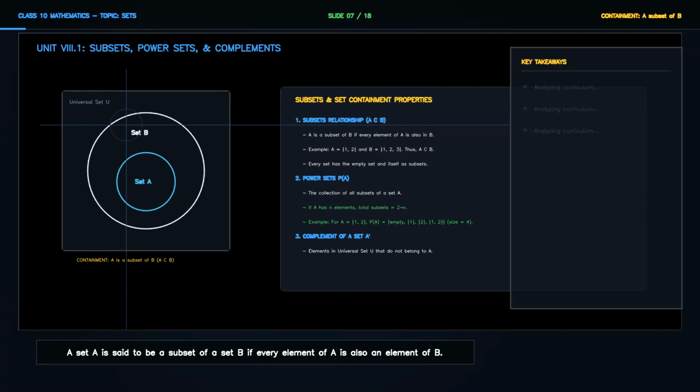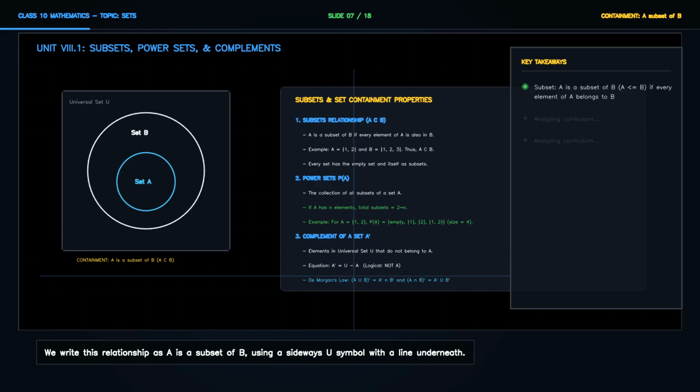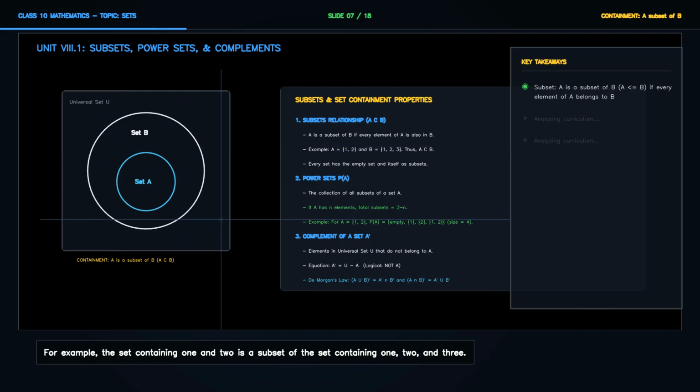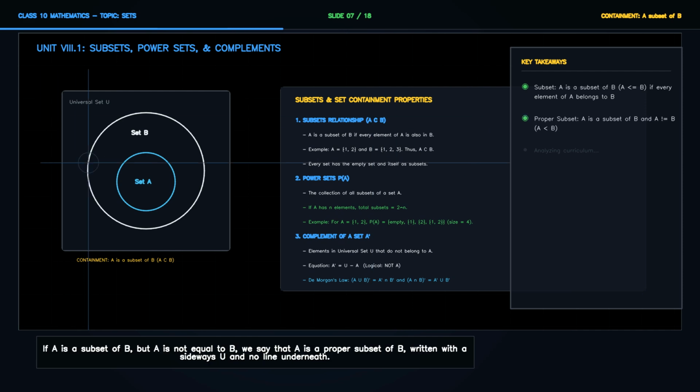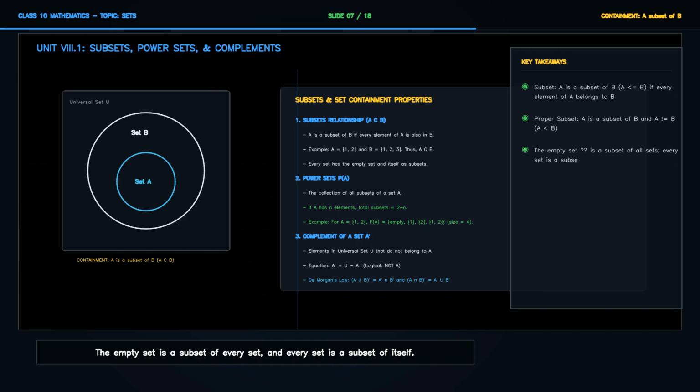A set A is said to be a subset of a set B if every element of A is also an element of B. We write this relationship as A is a subset of B using a sideways U symbol with a line underneath. For example, the set containing 1 and 2 is a subset of the set containing 1, 2, and 3. If A is a subset of B, but A is not equal to B, we say that A is a proper subset of B, written with a sideways U and no line underneath. This means B contains at least one element that is not in A.